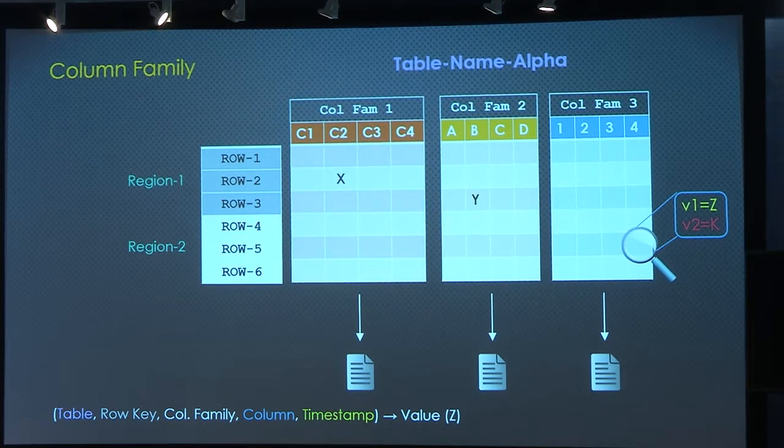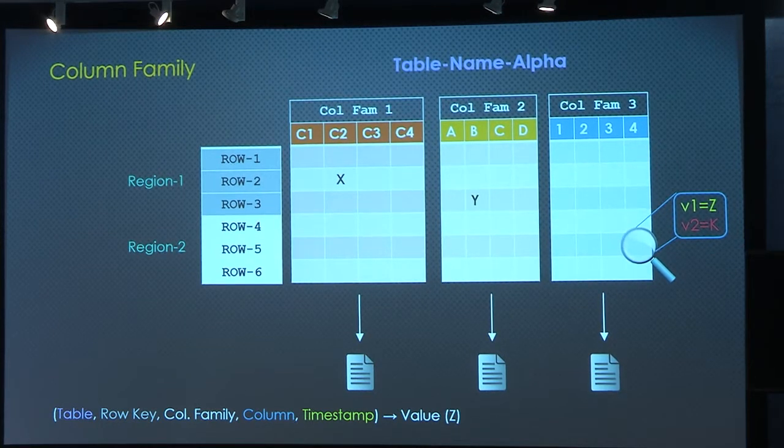So some people call the data access here kind of like key value. You can think of a key. See that down there? The key is basically the table name, the row key, the column family, then the column, and then the timestamp. And that will uniquely identify a version of the cell. So that's how you pull your data out.